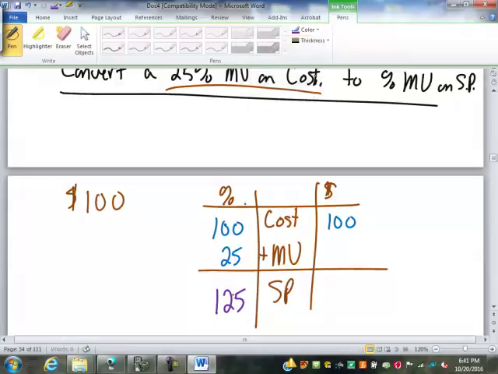So what I am going to do is find both numbers over here. Let's find my markup first. So I'll cross multiply and divide. 25 times 100 divided by 100 is $25 markup. Now I could cross multiply and divide again to find the selling price, but I'm just going to do the easy way, which is exactly 100 plus 25 is $125. I took that red line out because now I'm going to redo the left side of this.